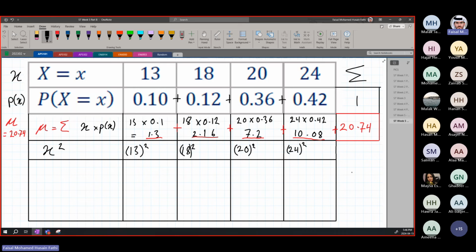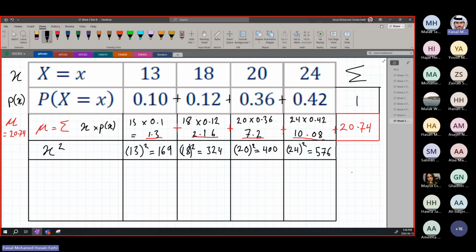Same thing here. I'm writing 13 squared just to show you what I'm going to be doing. But what you're going to do is put 13 squared into the calculator and then write 169 in your box. 18 squared, you put that in the calculator, which is 324. 20 squared, which is 400. And 24 squared, which is 576.